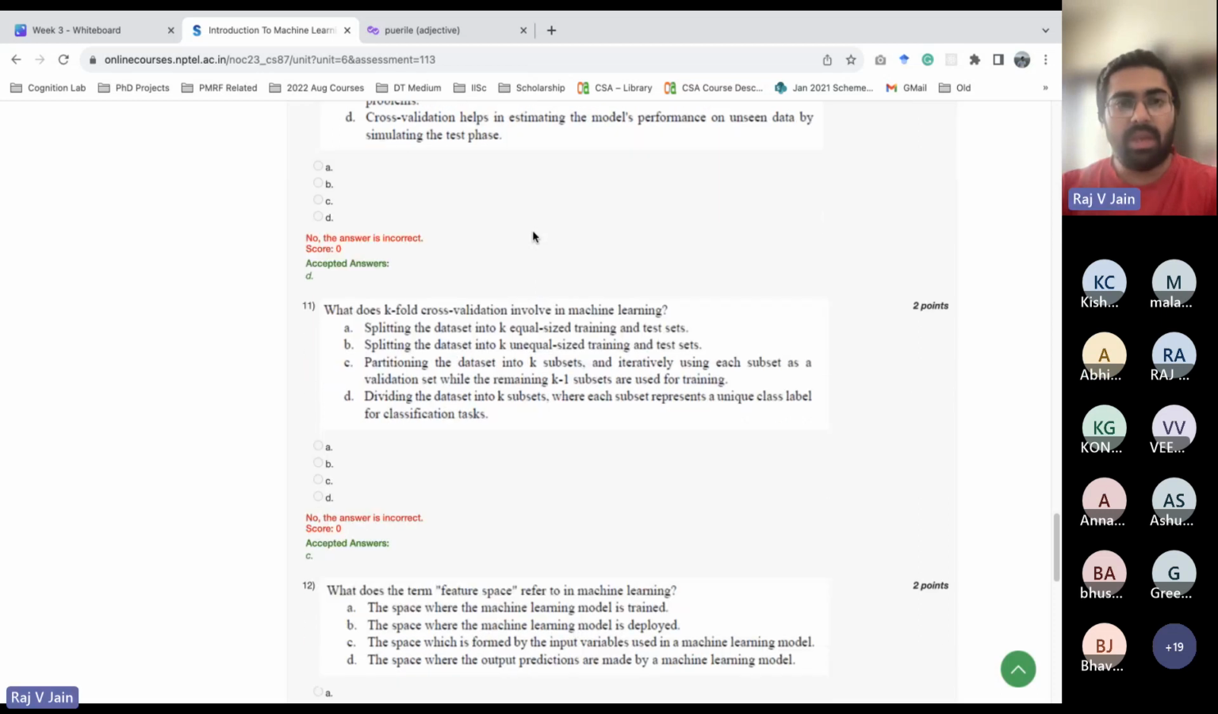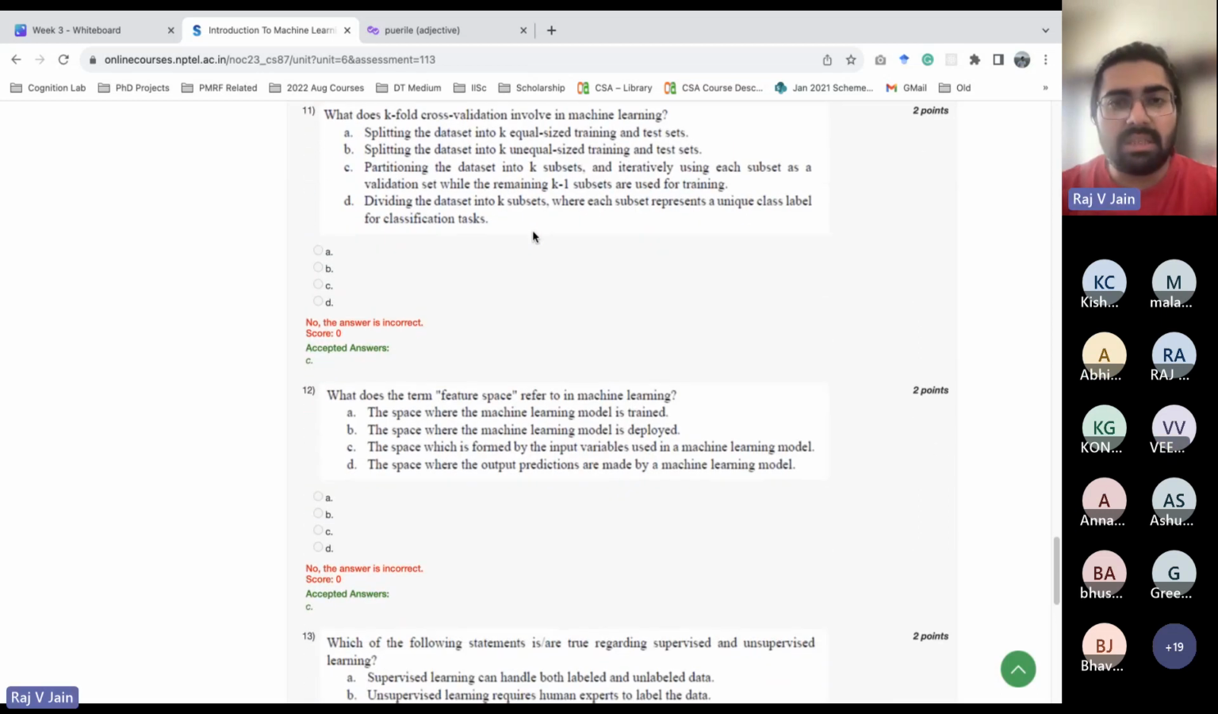No. Okay. Question number 11, what you were saying is C is right. Yeah, C is the right answer. What does cross-validation involve in machine learning? Partitioning it into K subsets, evaluating each subset as a validation set, while the K minus 1 is for training. That's right. Any thoughts on this? Anyone disagrees? That's right.